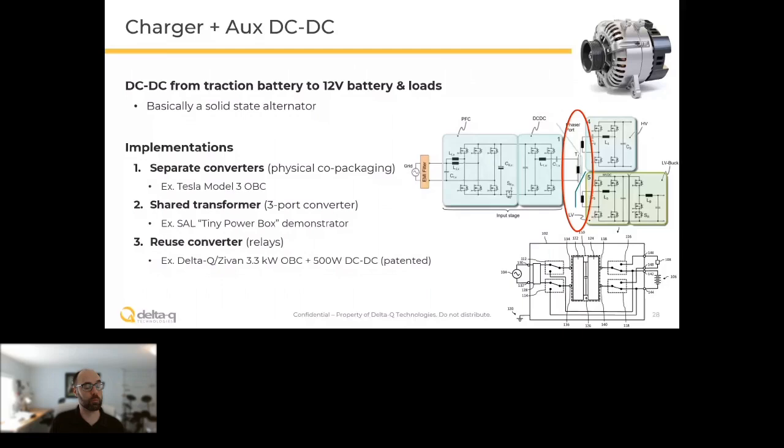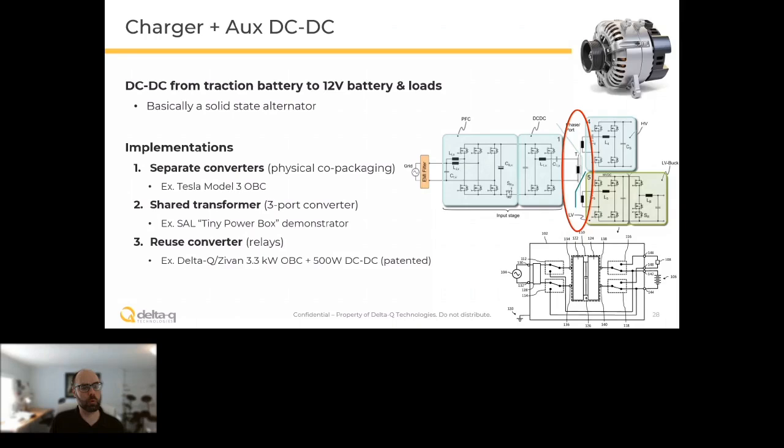You can reuse a whole converter. This is something that we do in one of our Delta Q and Z-Van chargers. We have a charger powertrain, which is reused as a DC-DC converter. There are trade-offs here. They can't both operate at the same time. And the input and the output voltages have to work out, but it works well in the applications that we use it in.